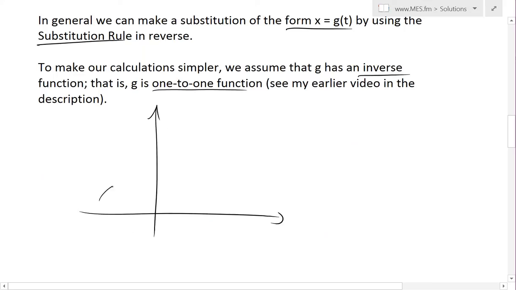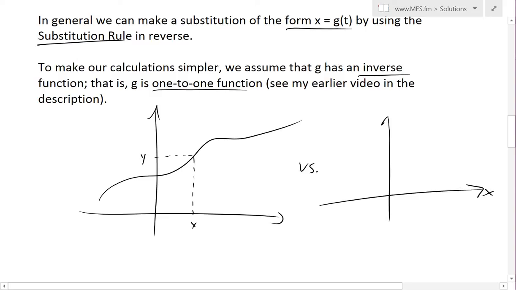If you have a function like this, where for each y value there is only one x value, so there's an x, there's a y, that's one-to-one, versus something that's not one-to-one. If you had something like a trig function like that, for one y value there are multiple x's: you have x, x, x, etc. In this case there are 4 x values for one y value.